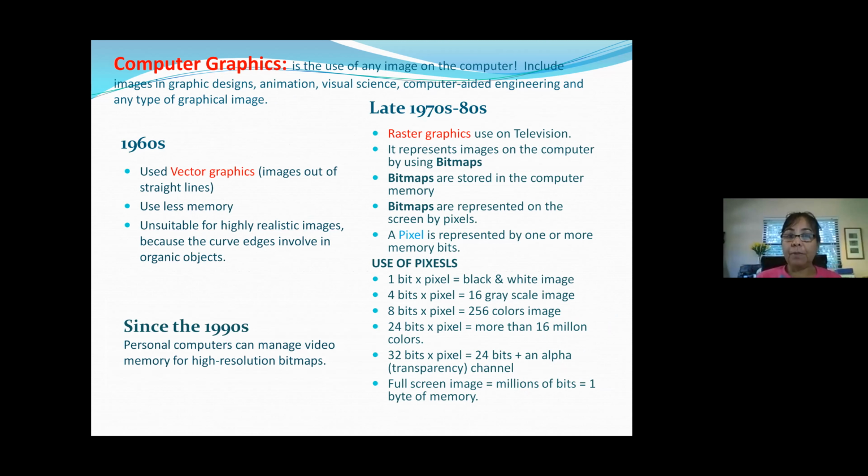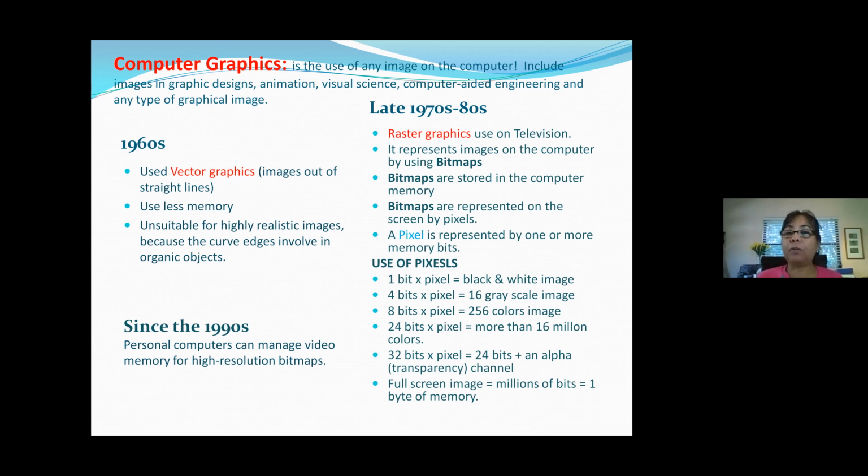And it used less memory, but it came with unrealistic images because it wasn't able to shape all these rounded objects and organic forms. Those were hard to manipulate. In the late 70s and 80s, we have the raster graphics that were used on television. It also represents images on the computer by using bitmaps.